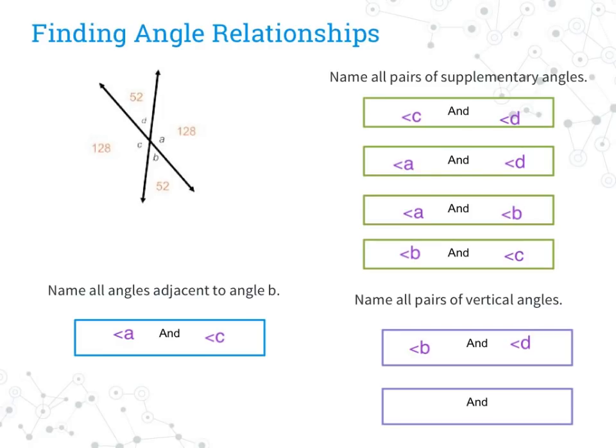However, it looks like A and C are across from each other, so they are also vertical angles. They are equal to each other, and they were formed by intersecting lines, so angle A and C are also vertical angles.